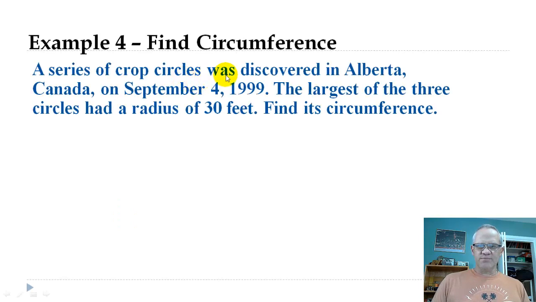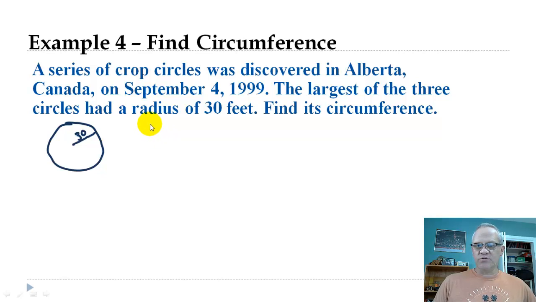A series of crop circles was discovered in Alberta, Canada on September 4th, 1999. The largest of the three had a radius of 30 feet. Find its circumference. Okay, so let's just draw this. Don't make fun of me because my circle may not be very good. I'm trying to do this by freehand. That's not bad. And so there's the circle. The radius is 30 feet. So we're going to go here from the center out. That's 30 feet.